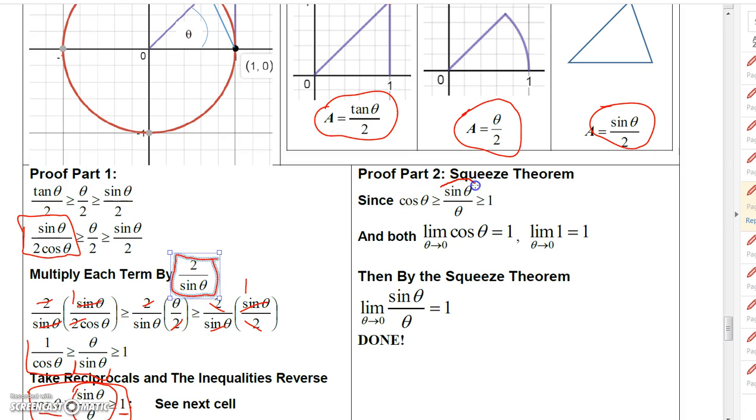Since I've got this function trapped between these two functions, we know from our trig properties that the limit of cosine theta as theta goes to 0 is just cosine 0, which is 1. And the limit of a constant is just the constant, so that would be 1. So since the limit of this is 1 and the limit of this is 1 and this function was trapped between them, then this limit must also be 1 by the squeeze theorem. Ta-da! We're done with that.